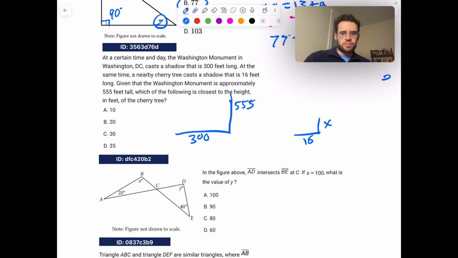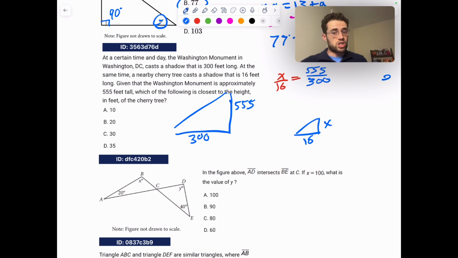Well, the sun is at the same spot, so you're going to assume that it's going to make the same angles, and that would mean that these are two similar triangles. So we could set up a proportion. We could say either x over 16 is equal to 555 over 300, or you could say x over 555 equals 16 over 300. So either of those will work. I'll do the first one. Again, it doesn't matter because you're going to end up getting the same answer for x either way.